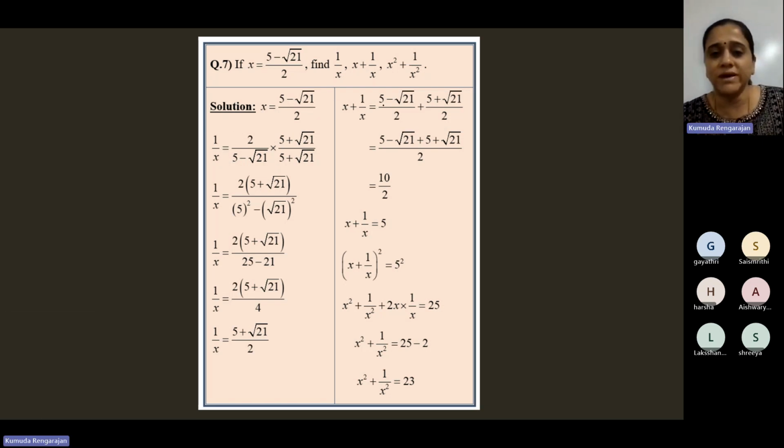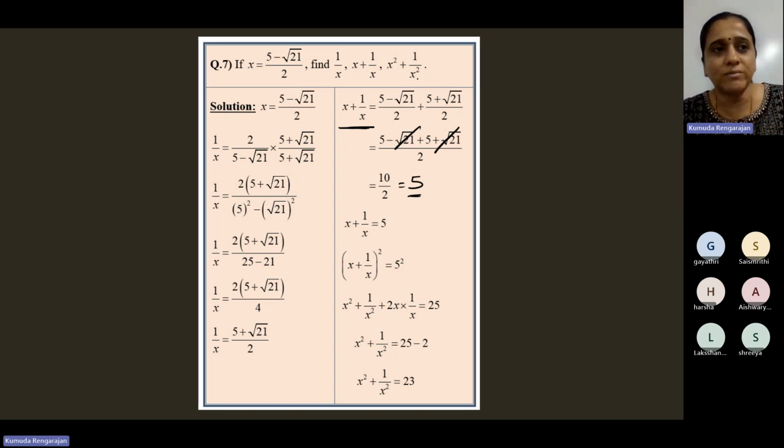So x plus 1 by x. This is x, this is 1 by x. The common denominator is 2. You know how to simplify this. So we have 5 minus root 21 plus 5 plus root 21. The root 21 terms cancel, 5 plus 5 is 10, 10 by 2 is 5. Correct? So x plus 1 by x is 5.